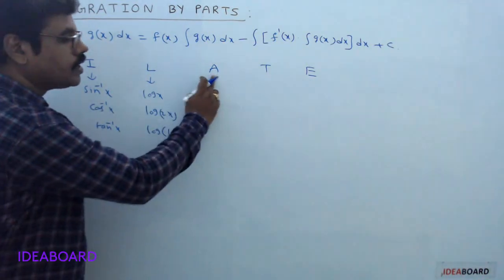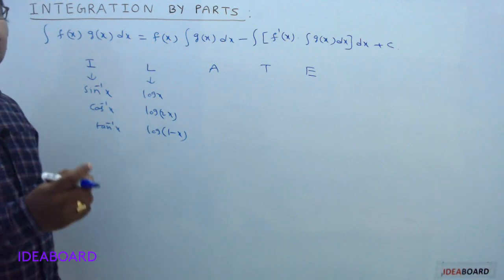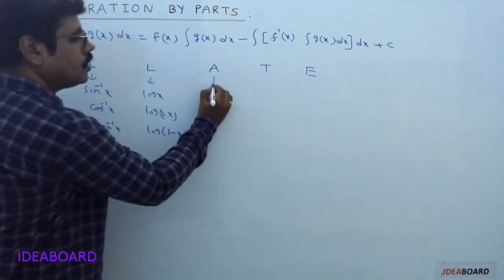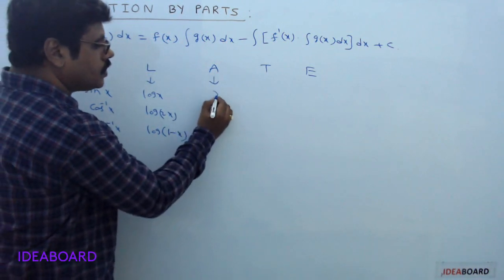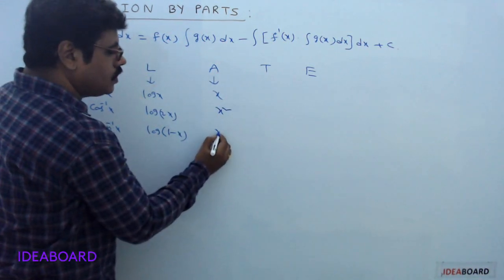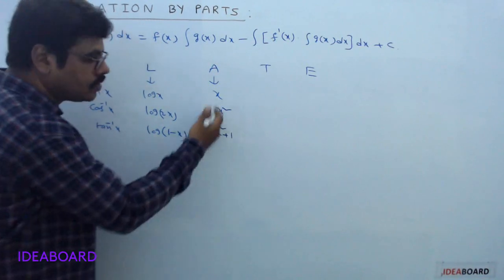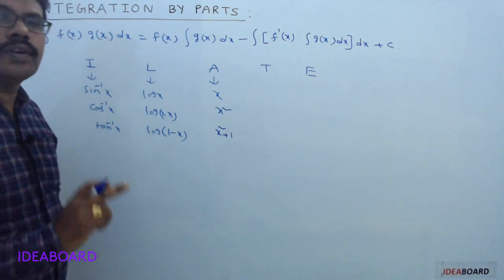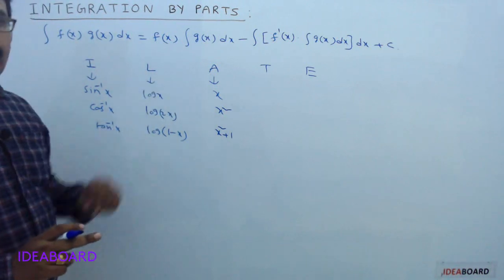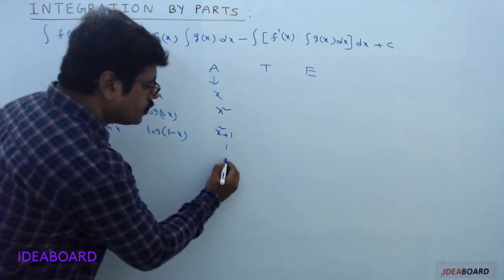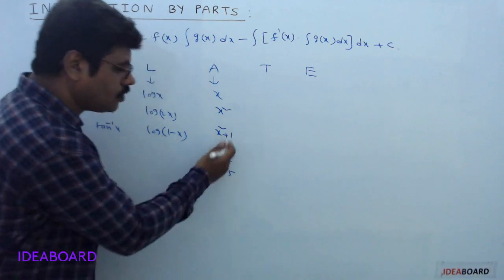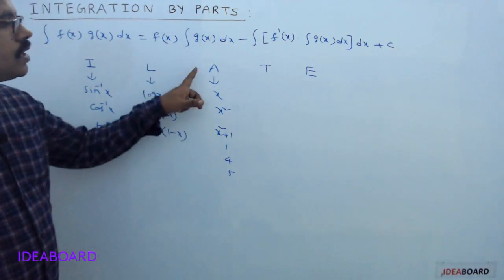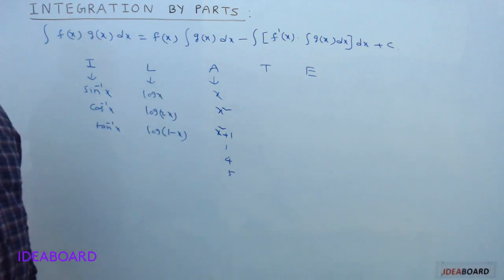Next, the letter A stands for algebraic functions. What is that one? Algebraic functions. Algebraic functions means x, x square plus 1, like that. Here constant functions are also treated as algebraic functions. That means 1, 4, 5, like that. All these functions come under the algebraic functions.